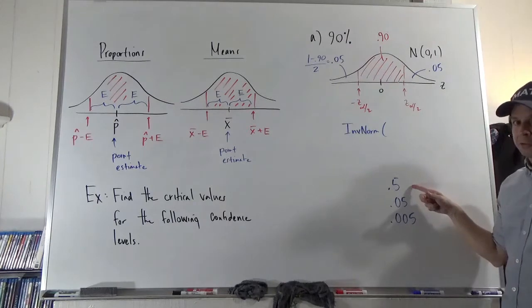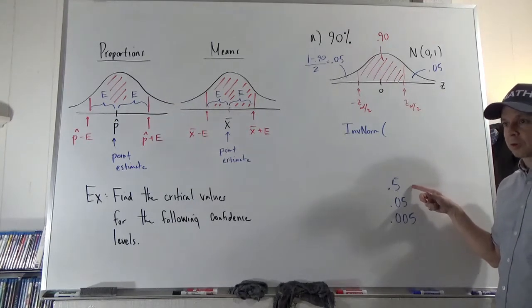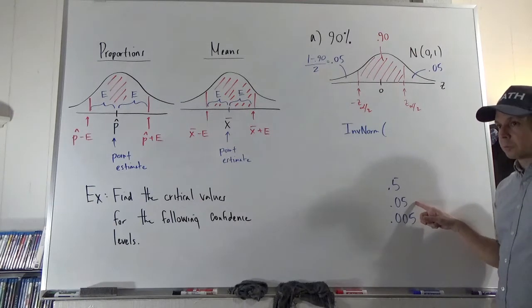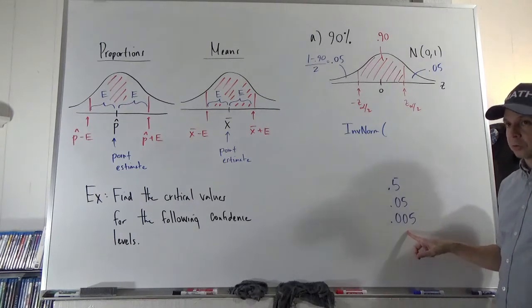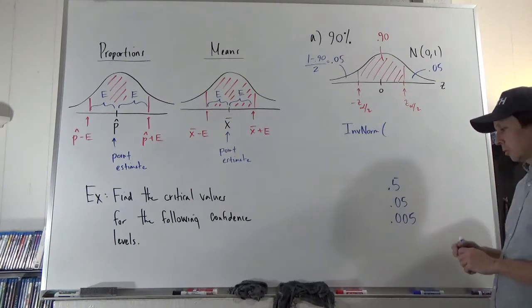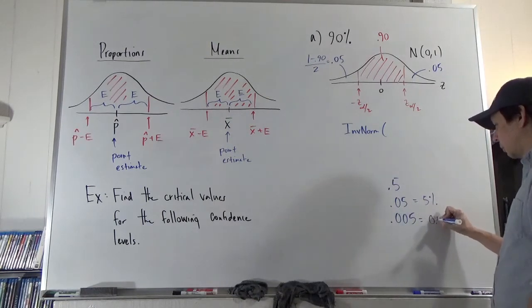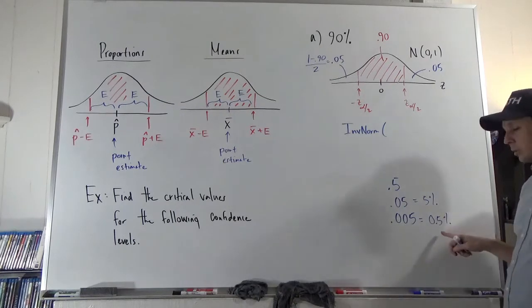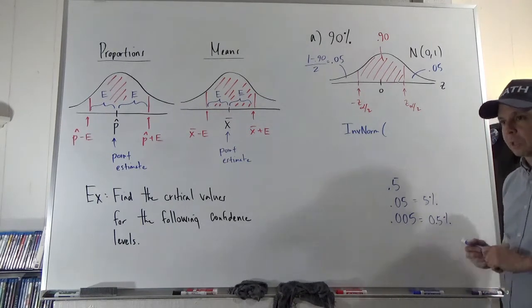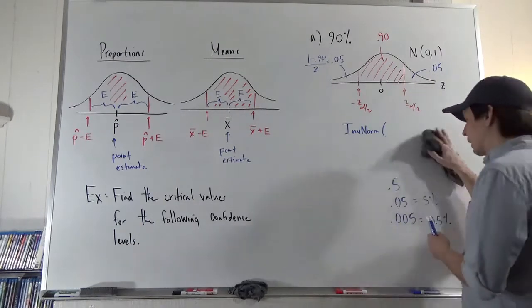0.5 is 50%. That's half of the total area. That's not something we're going to be dealing with for confidence levels. 5% is going to come up a lot. 0.05 is 5%. It comes up right here. And be aware, we will also deal with 0.005, which is half a percent. This is 5%. This is 0.5%, which is not the same as 0.5. That's half a percent, less than 1%. And all of these will come up, so you have to watch that decimal placement carefully.